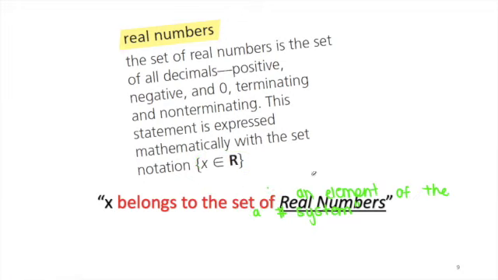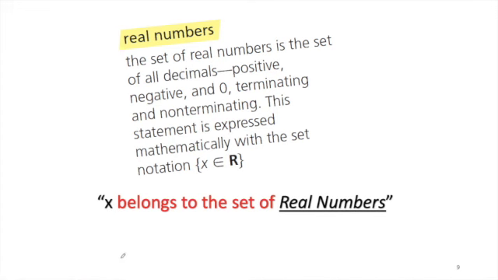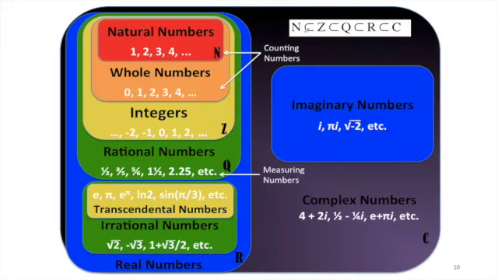So when you do that, the way that I just said it is totally fine, or the way that this comes up on the screen, x belongs to the set of real numbers, is totally fine as well. There's no right or wrong for that, okay? Just as long as you know E stands for element or belongs to, and then that R is real numbers, okay?